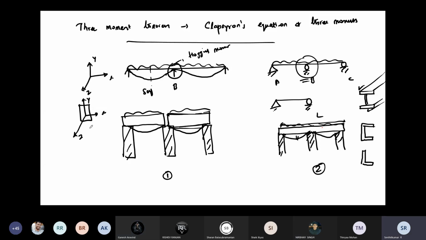Okay. And my question is, moment about x, moment about y, and moment about z. What is the difference between these three? What is Mx, what is My, and what is Mz?